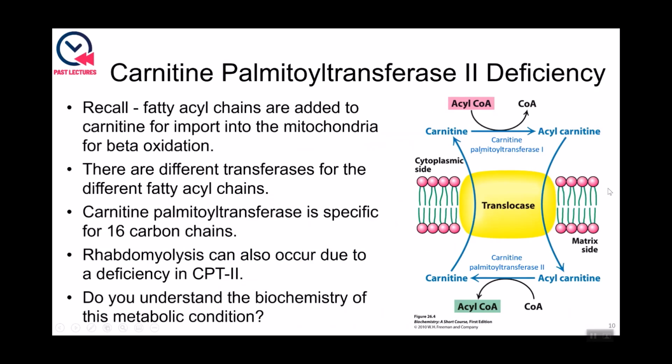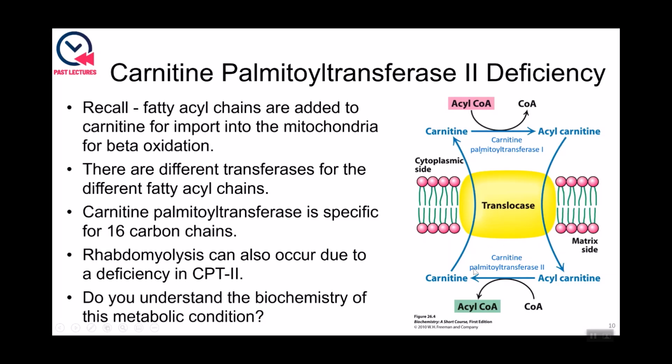Another condition that can lead to rhabdomyolysis is due to a deficiency in carnitine palmitoyltransferase 2. Remember, in order for fats to be broken down, they do need to be imported into the mitochondria, and this involves the carnitine shuttle. There are different transferases depending on the length of the fatty acid chain, and carnitine palmitoyltransferase 1 will transfer 16 carbon chains onto carnitine for import by the translocase.